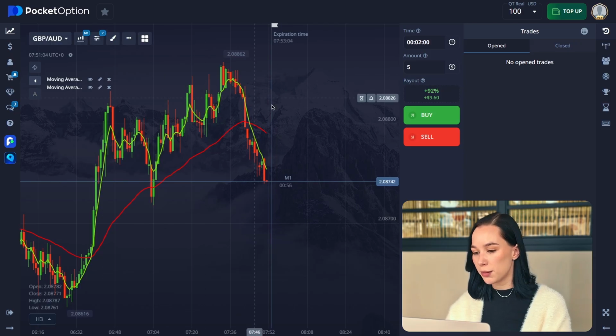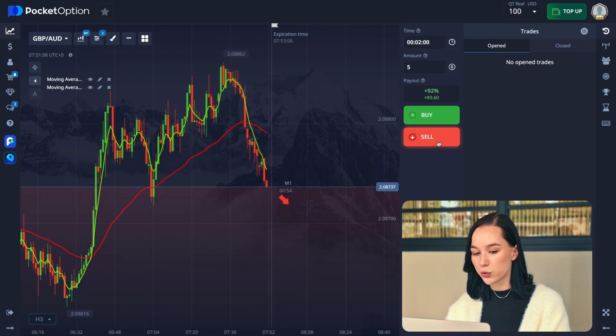Okay guys, I think this would be a pretty good entry point. So let's open a sell trade here for 2 minutes.